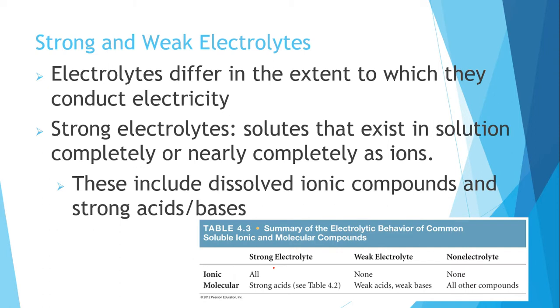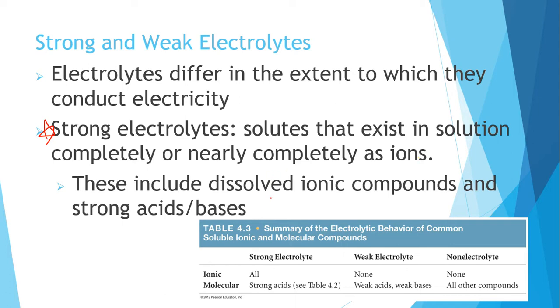So let's talk about electrolytes. There is an extent to which electrolytes can conduct electricity. We have something called strong electrolytes that create a higher voltage of electricity, and then we have weak electrolytes. With strong electrolytes, these solutes exist in solution completely or nearly completely as ions. This means if you see something like salt, it's going to completely split into Na+ ions and Cl-1 ions. You're not going to find whole units of salt in the water.